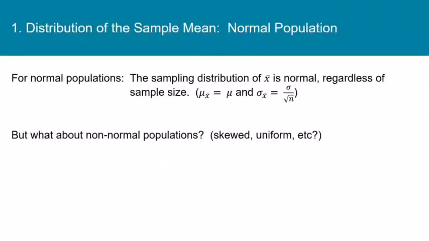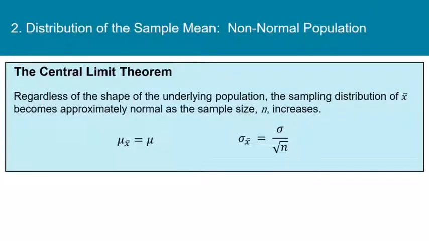non-normal population. That brings us to the central limit theorem, which says, regardless of the shape of the underlying population, the sampling distribution of the sample mean becomes approximately normal as the sample size n increases, and mu sub x bar will equal mu, and sigma sub x bar will equal sigma over the square root of n. This is actually a pretty amazing result.